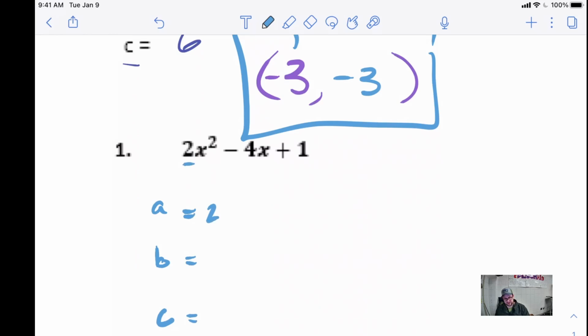Remember, our A value is going to be 2. Our B value is going to be negative 4. You've got to take that negative sign with it. And our C value is going to be 1.